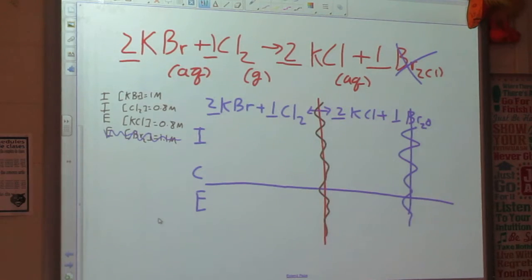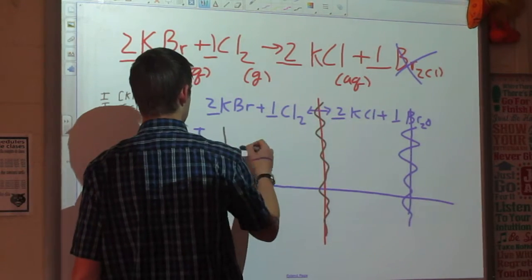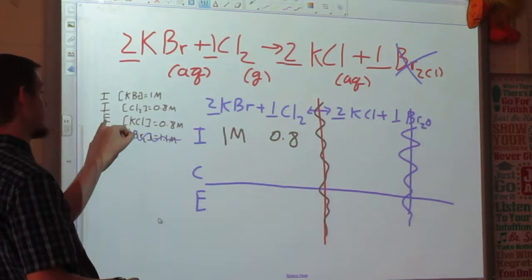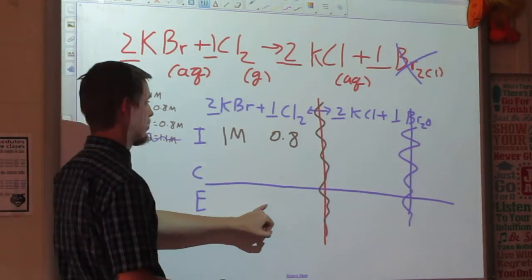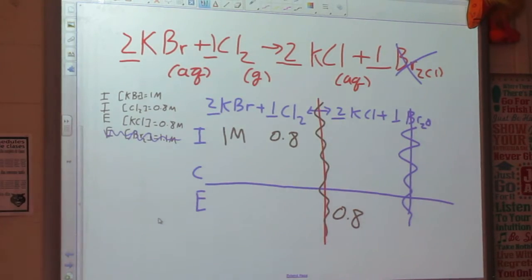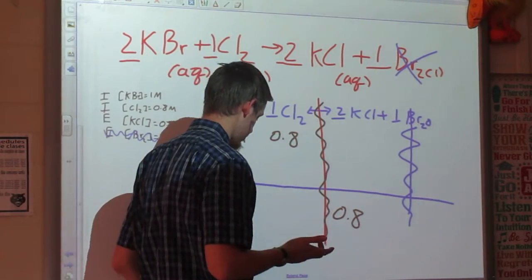Continuing on. We know that our initial concentrations are 1, 0.8, and I know that my equilibrium concentration is 0.8. A lot of people put that in the wrong spot. If you put it above in the actual, you are going to make some nasty math for yourself. I'm not trying to confuse you on the final. I'm trying to make x as easy as possible to find. So don't do that. So initially, that's what we have.